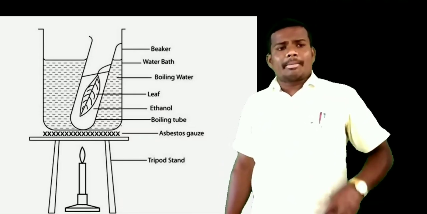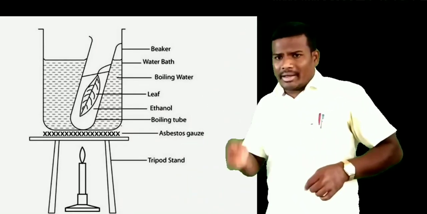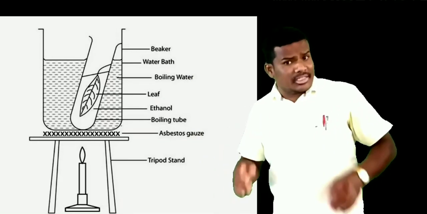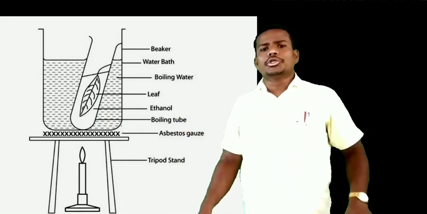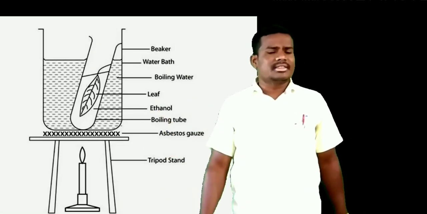Next, the precautions. Before that, insert the green leaf into the test tube. Don't touch the methylated spirit solution. This is one of the precautions in this experiment.